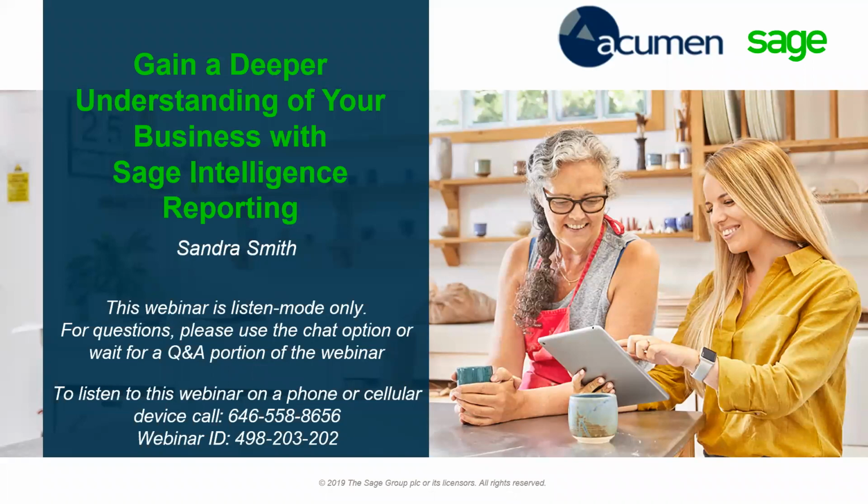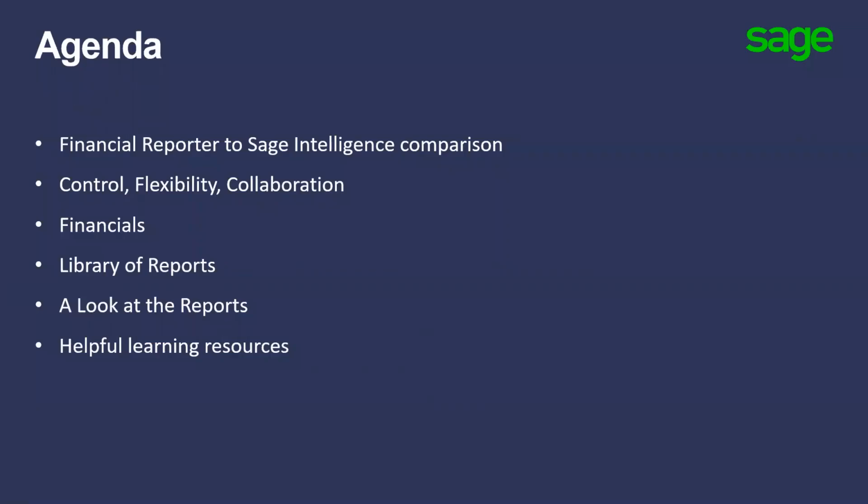So I'm going to, first of all, start off with an agenda and talk to you about what I'm going to cover. First, I'm going to compare Financial Reporter to Sage Intelligence, just to give those of you who are familiar with Financial Reporter something to ponder. I'm going to go into all of the benefits and features of Sage Intelligence and talk about the library of reports we have, and then I'm going to show a demonstration of the product, and finally provide you with some helpful learning resources that you can check out right after the webinar and anytime you wish. So let's go ahead and get started with that comparison.